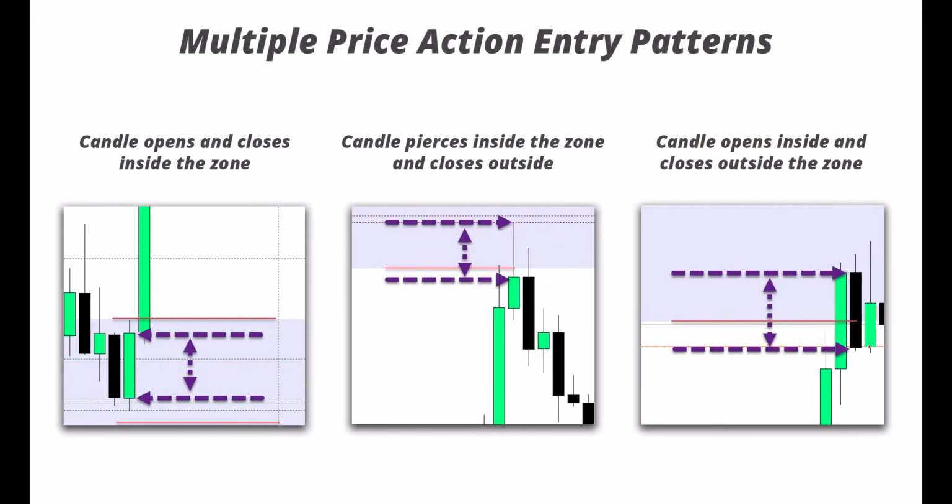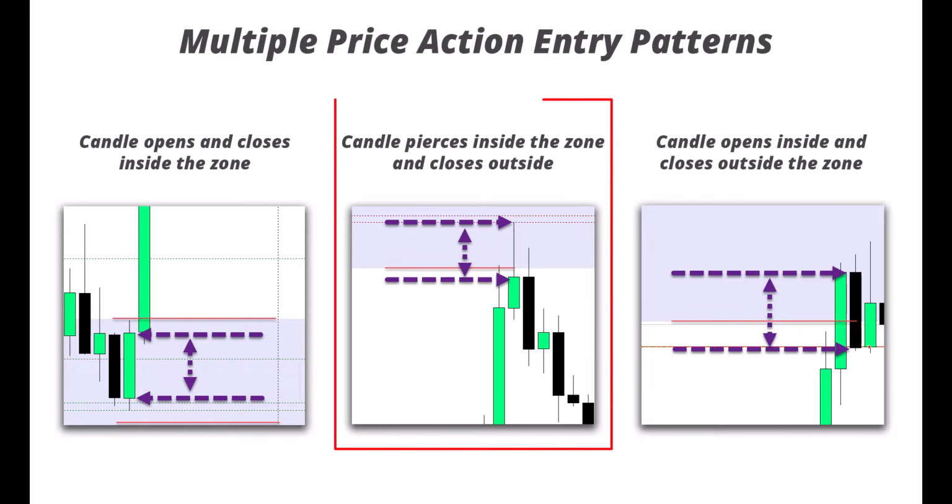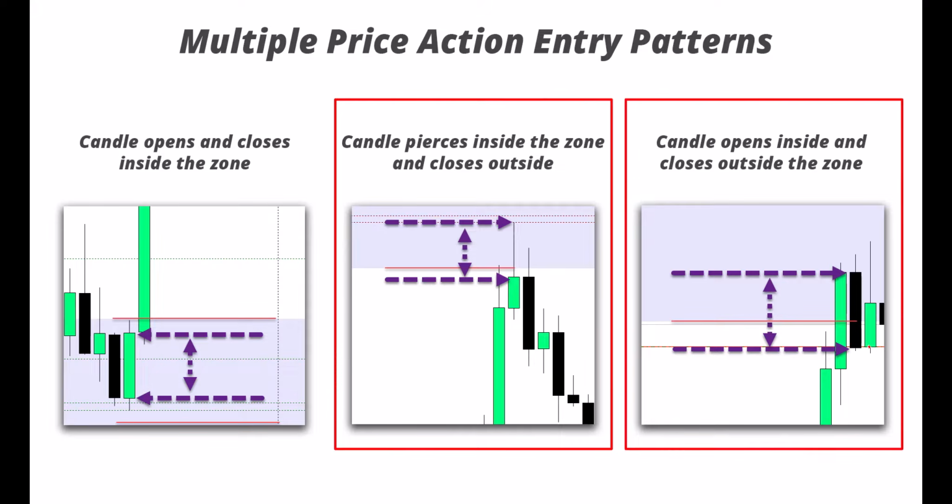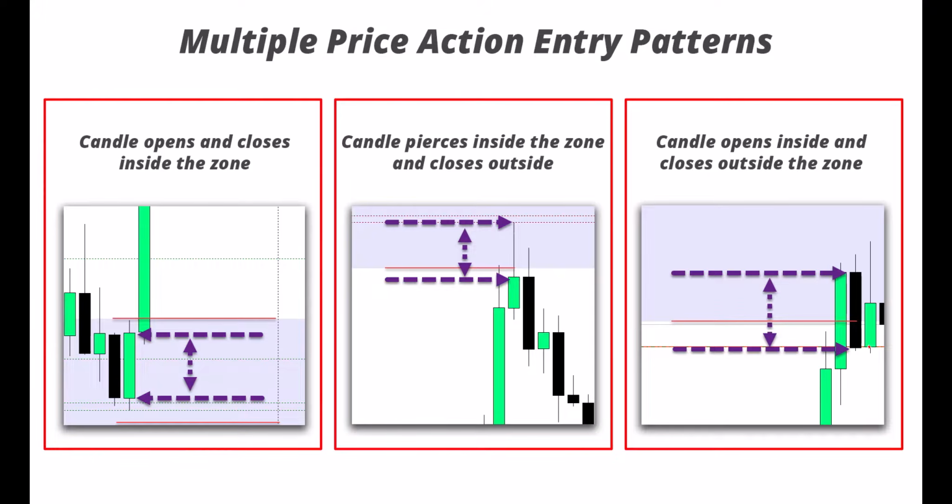There are multiple price action entry criteria you can select to enter a trade. These include piercing into the zone, open inside and close outside the zone, as well as open and close inside the zone. Select one or more entry methods that suit your confirmation of rejection at a price zone.